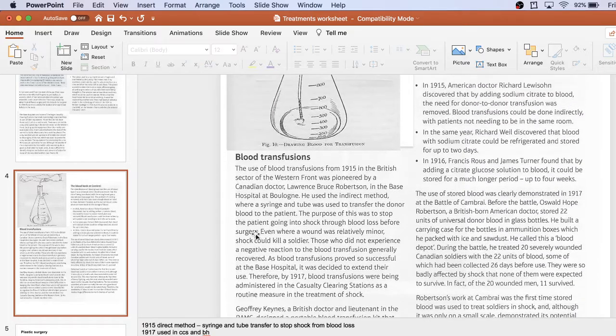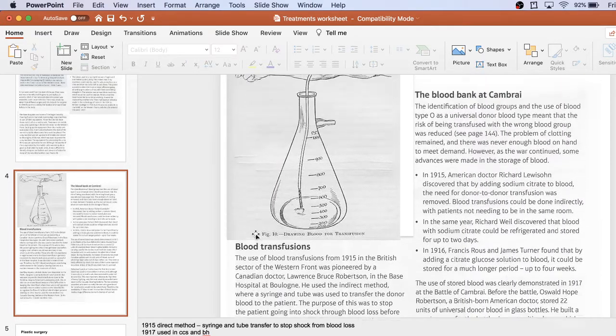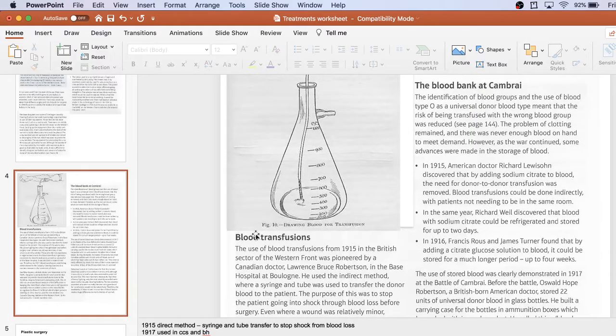Okay, we're also looking at blood transfusions as a treatment. So blood transfusions in 1915 was the method of a donor person and a patient. And this would be literally someone giving their blood from one tube from themselves to the person who needed it. And it's a syringe and it's a tube transfer.